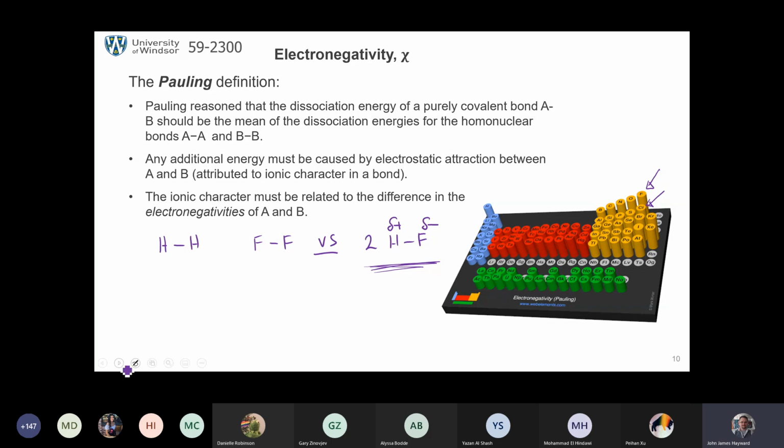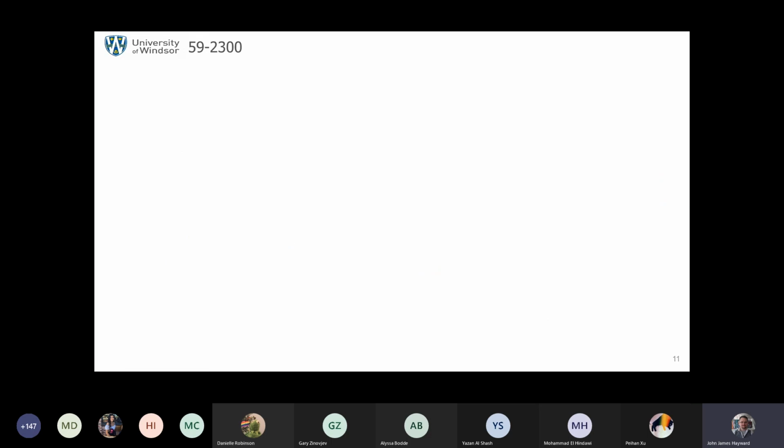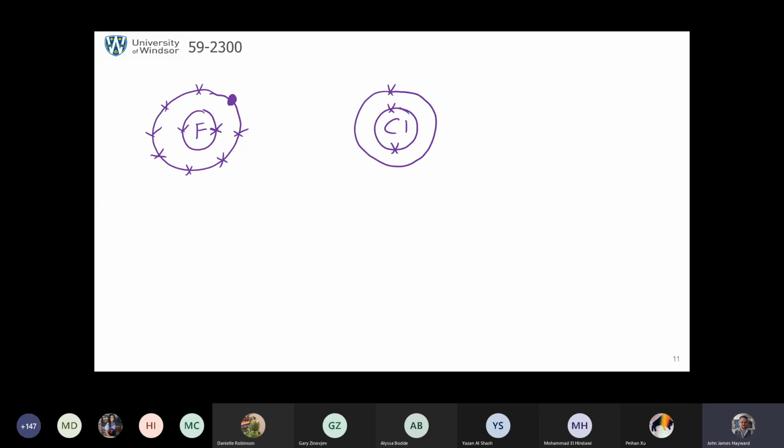Okay, now if we go back to really, really basic dot and cross diagrams. So fluorine, it's got two electrons in the first shell. One, two, three, four, five, six, seven in its outer shell. And when you add one more electron, you complete the octet. Okay? When you consider chlorine, it's got those two electrons in its core. One, two, three, four, five, six, seven, eight. And then we've got one, two, three, four, five, six, seven. And then we add an eighth electron.